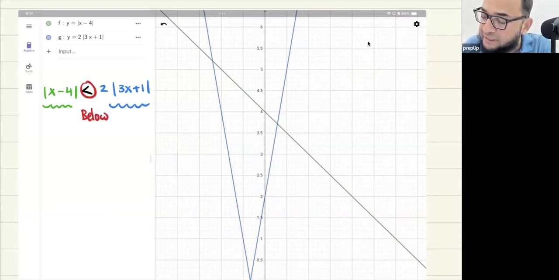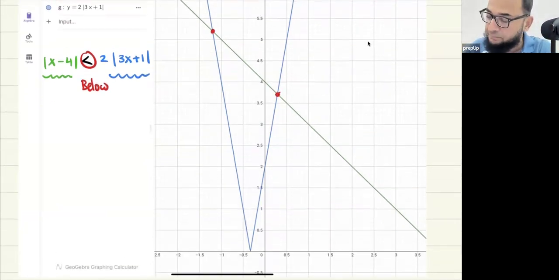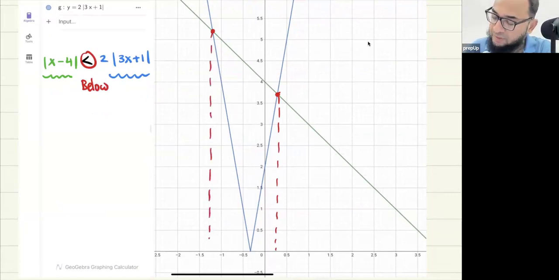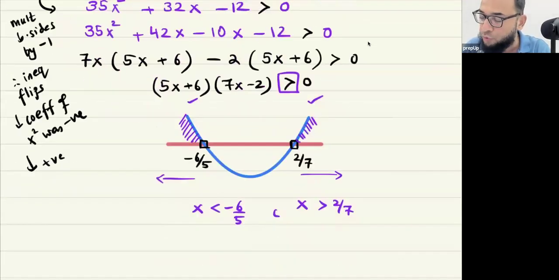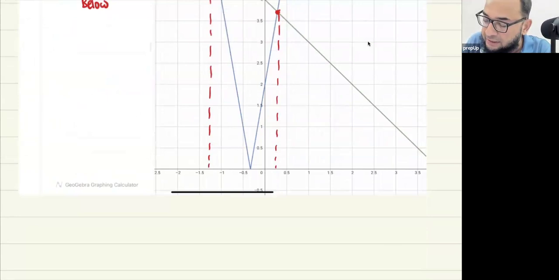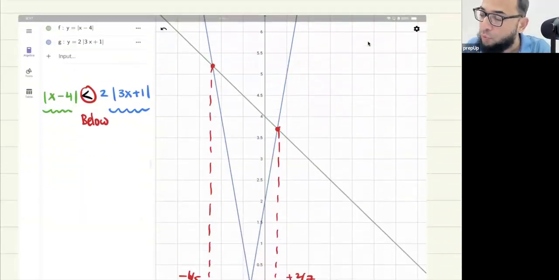So these are the points of intersection. That's one of them, that is the other one. And over here, this one is 2/7. Of course, that's not exact. So that is one value, and this is the other value. What are these values? One of them is 6/5, which is negative 1.2, and this is 2/7. So this is negative 6/5, this is positive 2/7. The green is below the blue.